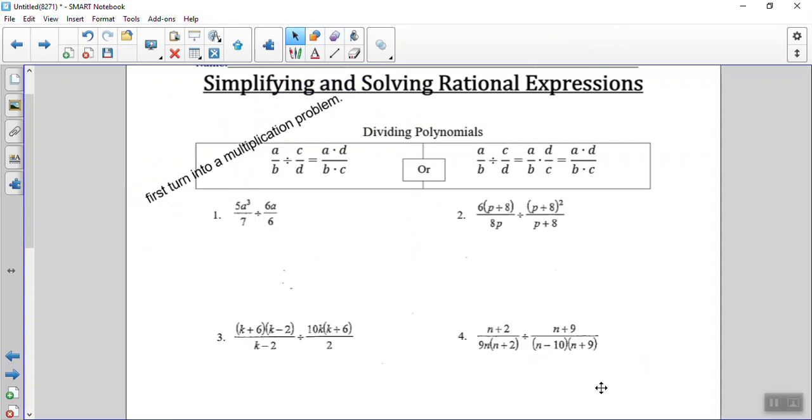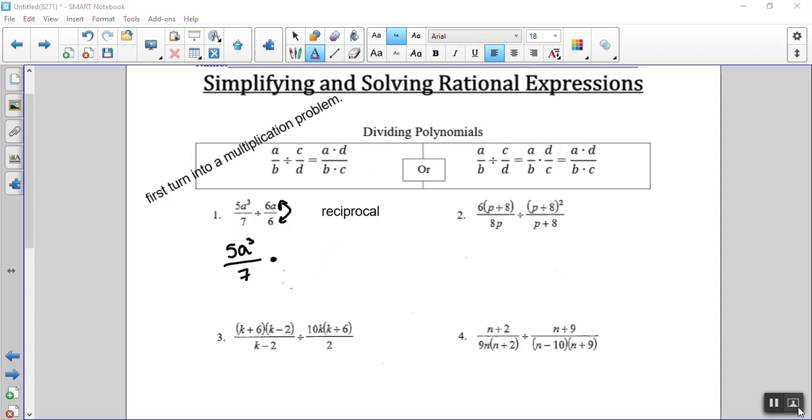Okay. All right, so to do that, what we're going to do is keep the first expression the way it is, and then we're going to write 5a cubed over 7, keep it just the way it is, turn the division into multiplication by taking the reciprocal of the second term. Okay?